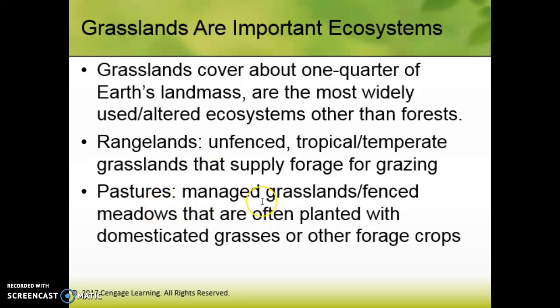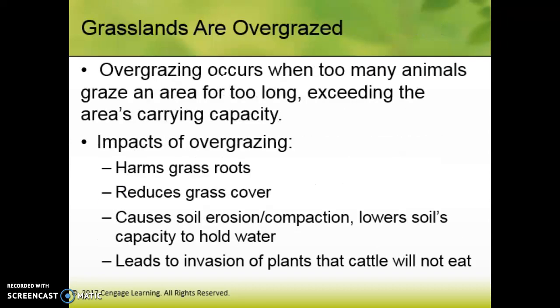Notice that rangeland and pastures, basically if there's a fence around it, it's a pasture. If it's not, it's called a rangeland. If there's no fence, it's a rangeland.